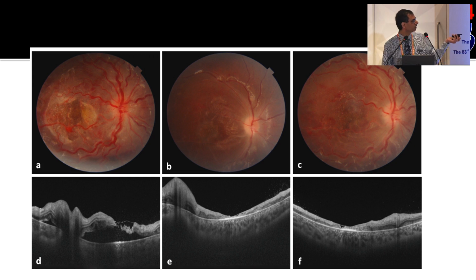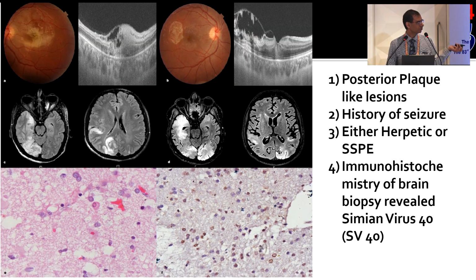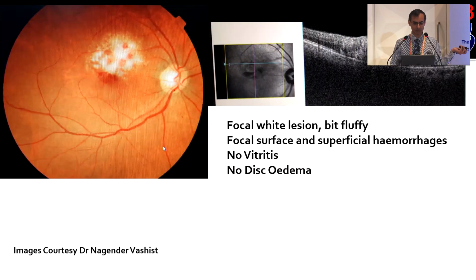So this is another young boy. See, this is more of a plaque. This is not that fluffy in nature, and with these hemorrhages there, you can see this thinning, necrosis, schisis all developing in the OCT. This is another young patient with that plaque. I again thought it is herpes, but on detailed neurological examination, and even a biopsy from the brain, it revealed something else. It revealed a simian virus.